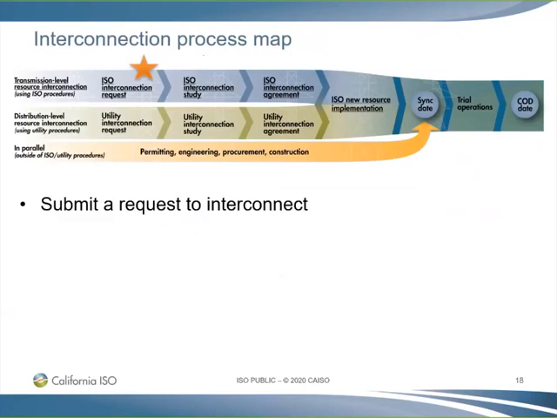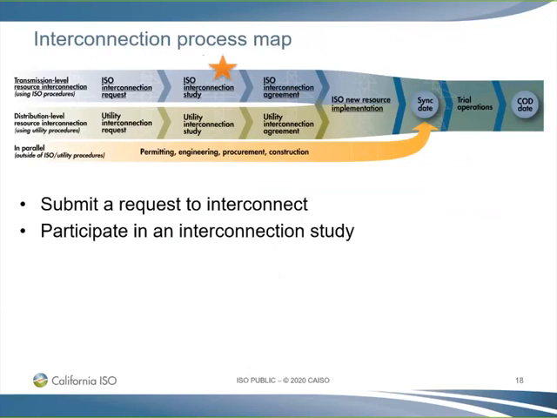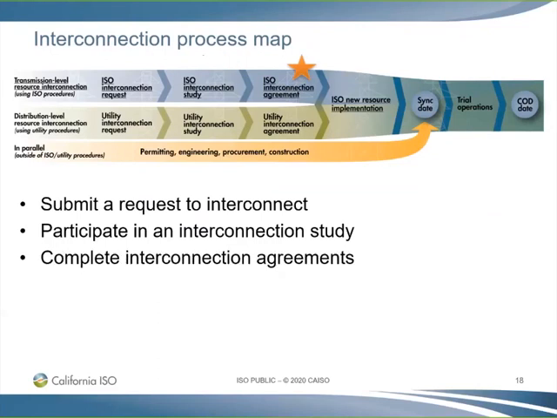At a high level, the generator interconnection process starts when a resource submits a request to interconnect. This kicks off the generator interconnection study, to determine reliability impacts to the system and identify any upgrades that need to be made. This study process takes just over 2 years to complete.